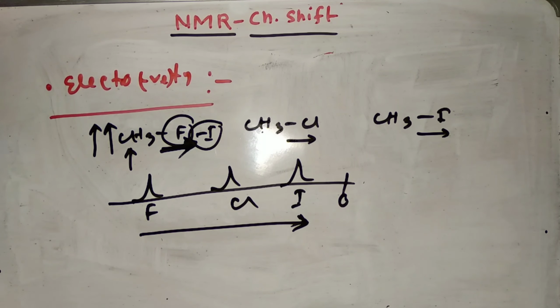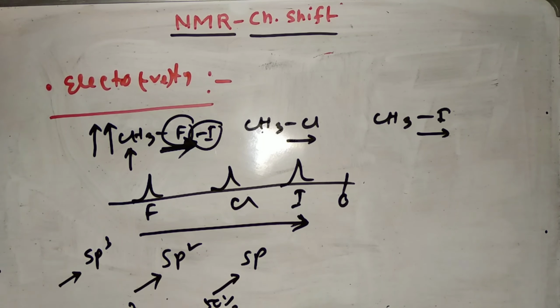So now coming to the next point, that is the hybridization effect. You know about hybridization, that is sp3, sp2 and sp. In sp3, S character is less, in sp2 S character is slightly more, and in sp S character is more. This is 25%, 33%, and 50%. Okay, so more S character means a more electronegative system.